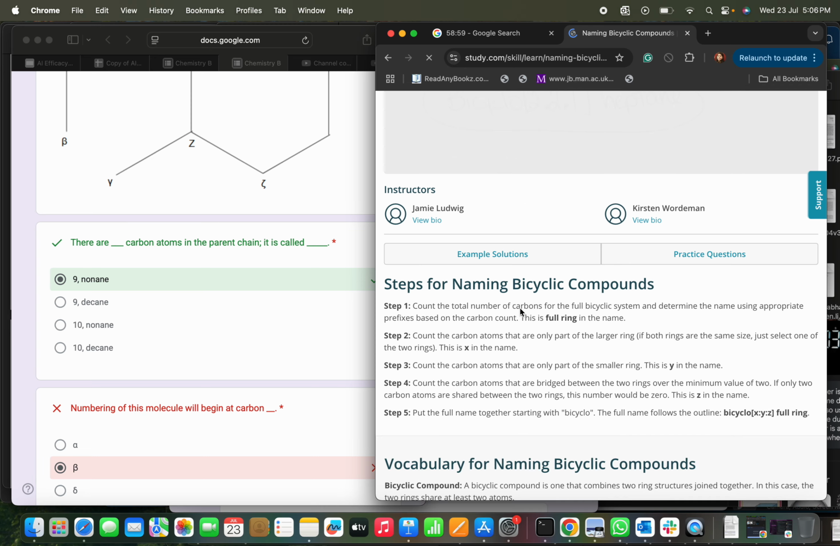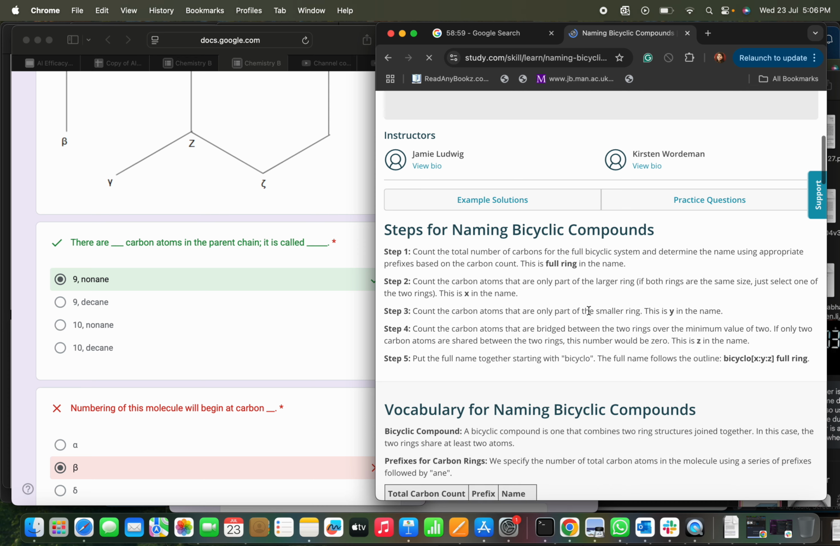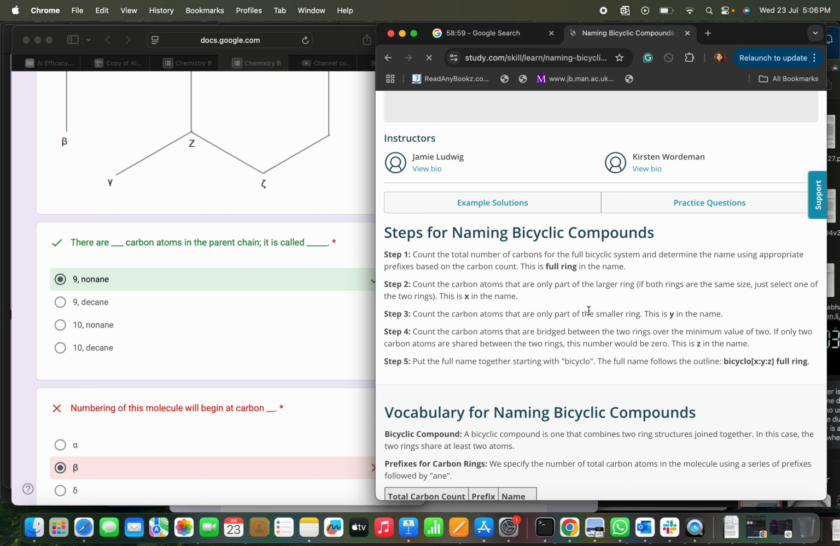Count the number of carbon atoms of the full bicyclic and determine the name using the prefixes. This is the full ring in the name. I'm not understanding this part, but let's go to the second point. Count the number of atoms that are only part of a larger ring. If both rings are present, select one of the two rings. This is the X name. Count the number of atoms that are only part of the smaller ring. Count the number of atoms that are bridged.